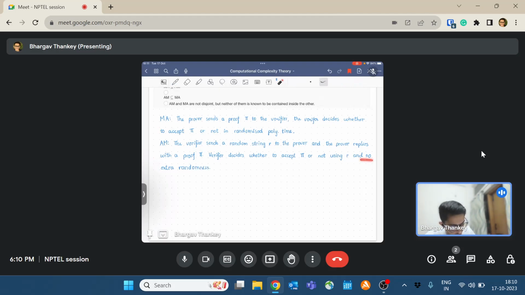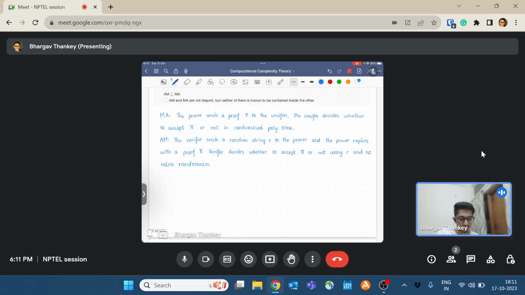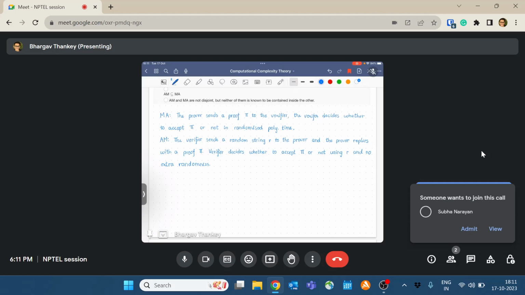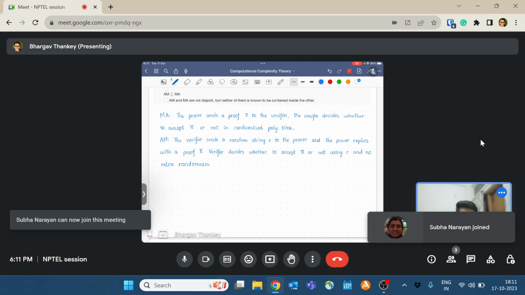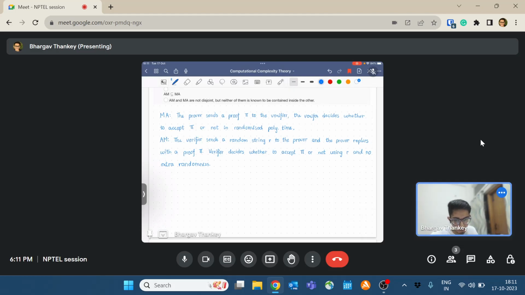Yeah, and this part is crucial, that it does not use any extra randomness, because otherwise it's easy to see that MA is in AM, because what the verifier can do is send a string R. Then once the prover replies with a pi, it can pick another random string R prime, and then simply simulate the MA verifier, right? So the non-triviality of this question is because in AM you cannot use any randomness apart from the randomness that you have already sent.